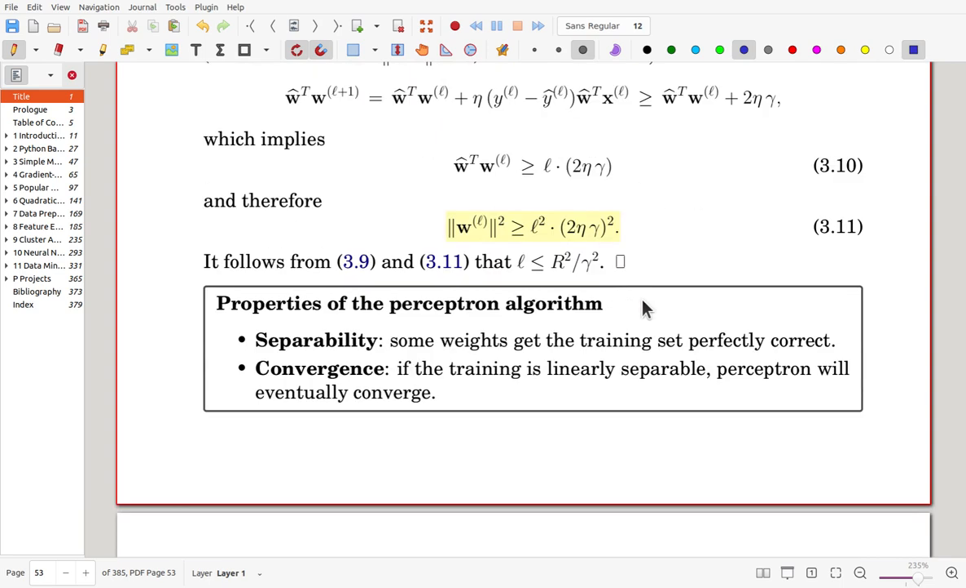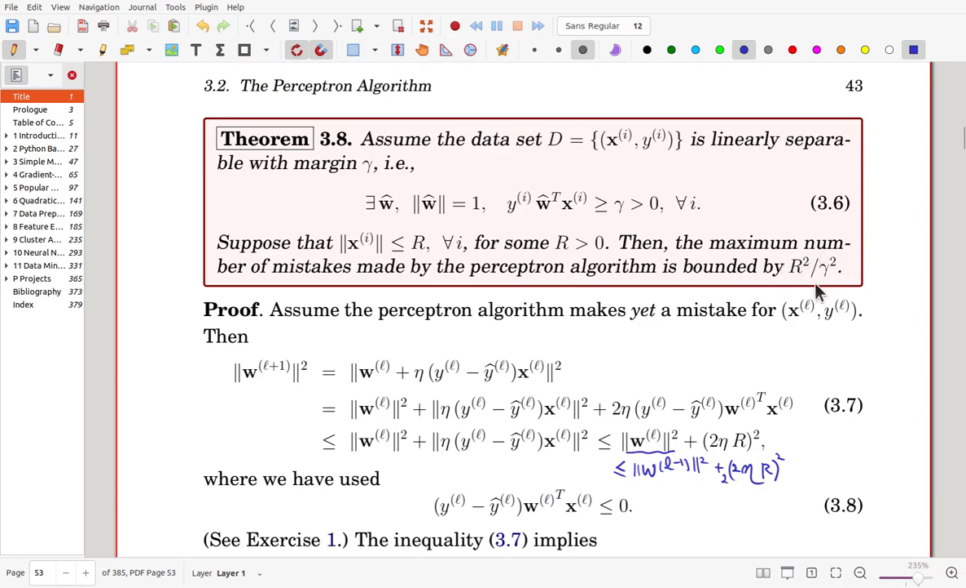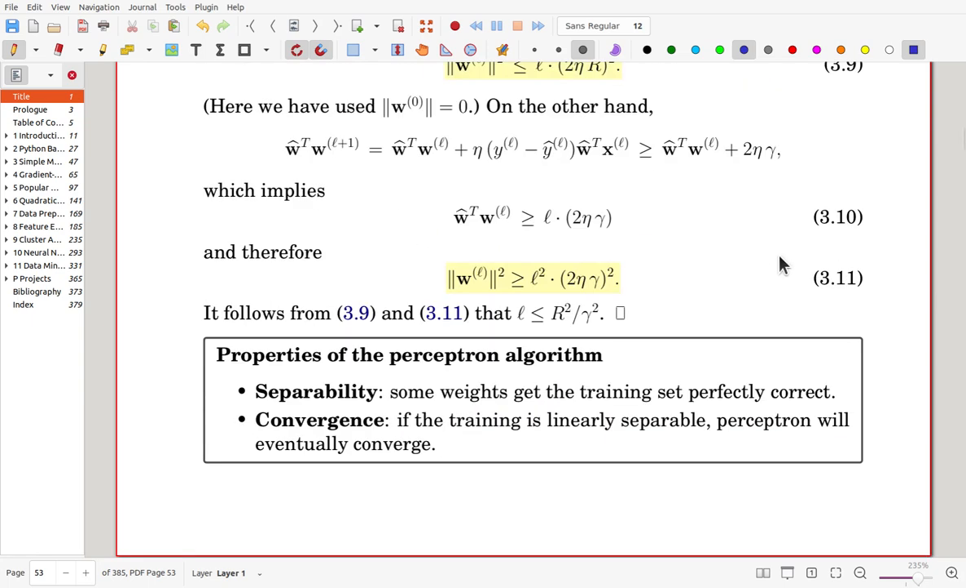Here we have the properties of the Perceptron algorithm, and first the separability: some weights get the training set perfectly correct. Once the data set is separable, you can find the weight vector so that every point in the training set is classified perfectly correctly. And also convergence: if the training set is linearly separable, then the Perceptron will converge eventually, because we already know the upper bound on iterations is given in this way, so it is convergent once the training data set is linearly separable.